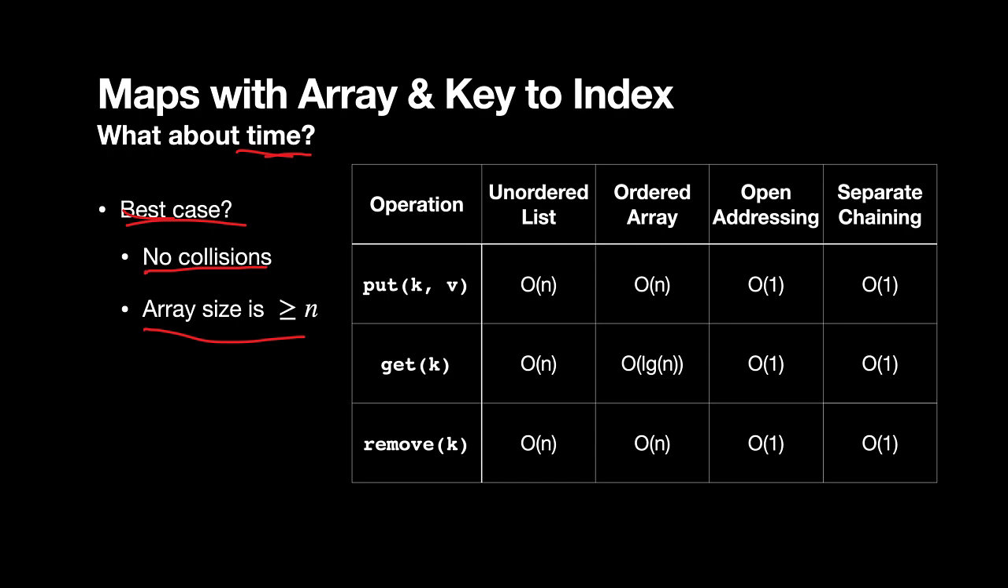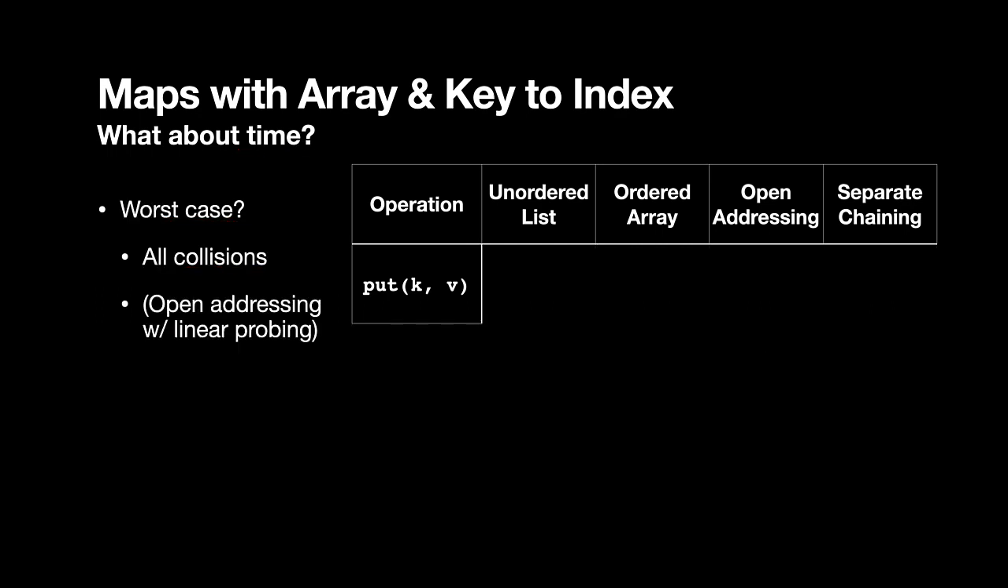What about the absolute worst case? So let's assume that everything is a collision. And we'll assume that we're using open addressing with linear probing. Again, there are other approaches other than this linear approach to resolve collisions with open addressing, but we'll just focus on that one. So the unordered list and the ordered array were both order n for the put.